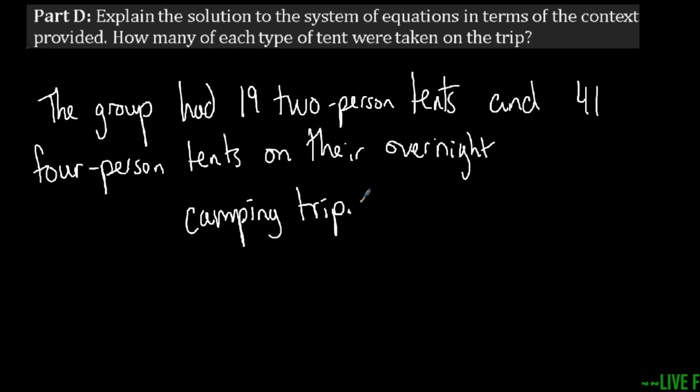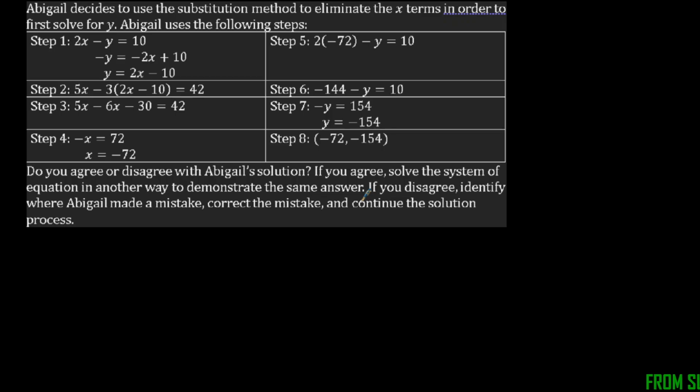And then lastly, for part E, it says Abigail decides to use the substitution method to eliminate the x terms in order to solve for y. Abigail uses the following steps. It gives these steps, and then it says, do you agree or disagree with Abigail's solution? If you agree, solve the system of equations in another way to demonstrate the same answer. If you disagree, identify where Abigail made a mistake, correct the mistake, and continue the solution process.